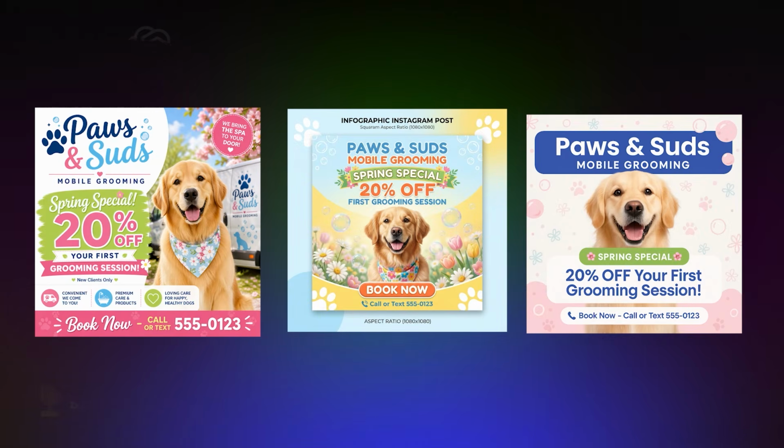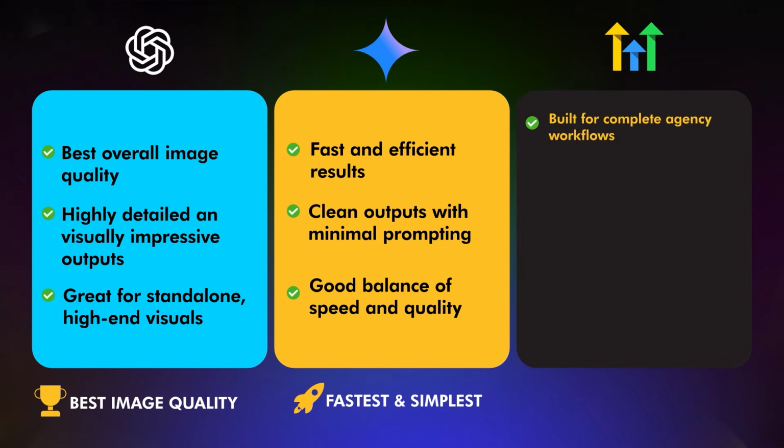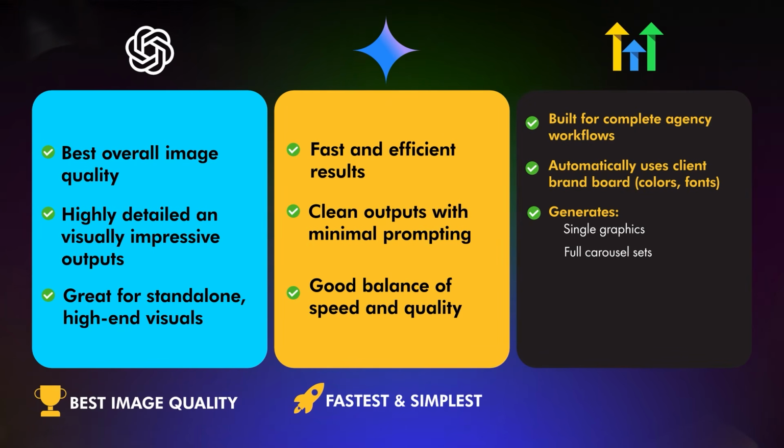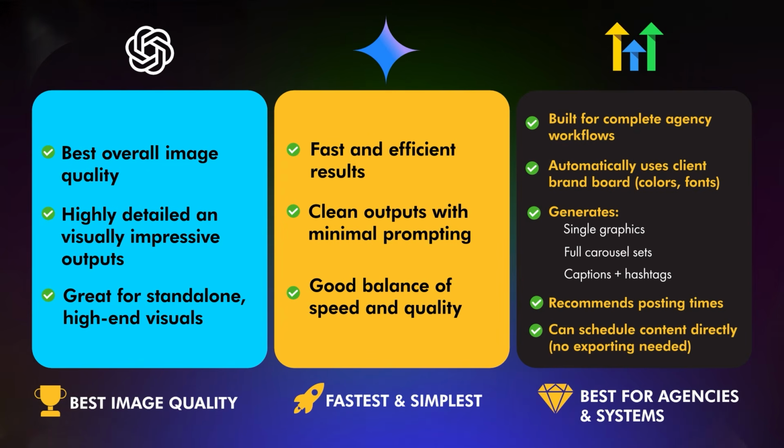But here's the thing. When you're running an agency with clients, you don't just need one pretty picture. You need a system. And that's where Ask AI inside High Level is on a completely different level. It's not about which tool makes the prettiest single image. It's about the workflow. Ask AI pulls your client's brand board automatically so every graphic matches their colors and fonts. It creates single graphics and full carousel sets in the same conversation. It writes captions and hashtags, and it recommends posting times based on your niche. And it can schedule the content without leaving the platform or downloading anything. And this is just one example.